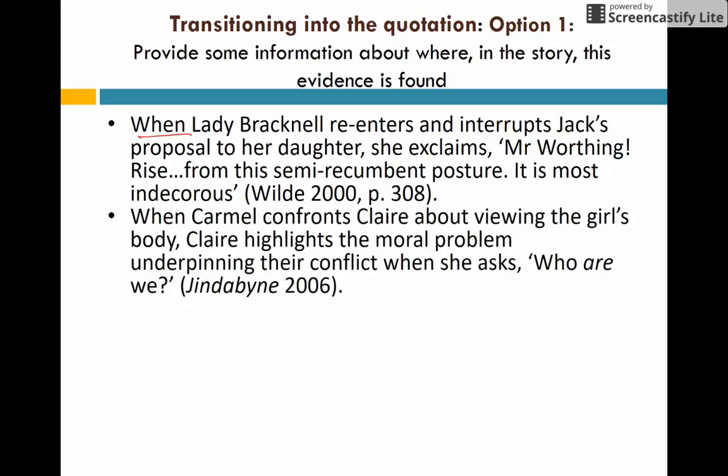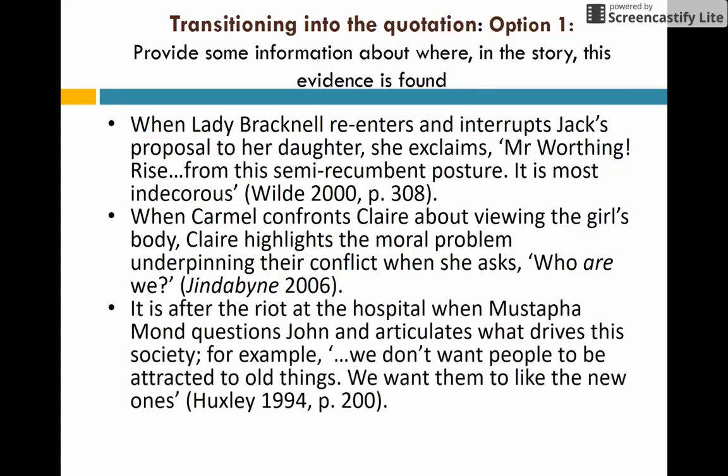When Carmel confronts Claire about viewing the girl's body, Claire highlights the moral problem underpinning their conflict when she asks, "Who are we?" And it is after the riot at the hospital when Mustafa Mond questions John and articulates what drives this society. For example, "we don't want people to be attracted to old things. We want them to like the new ones."